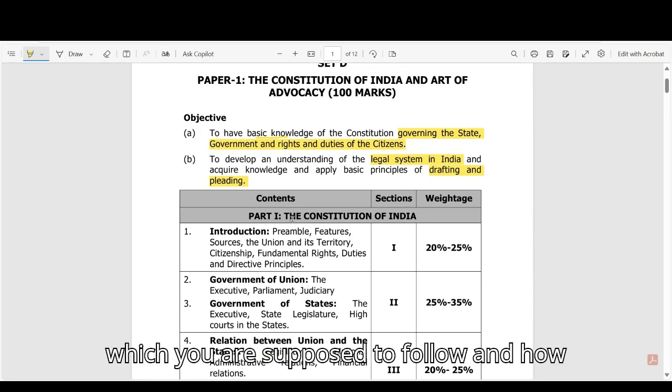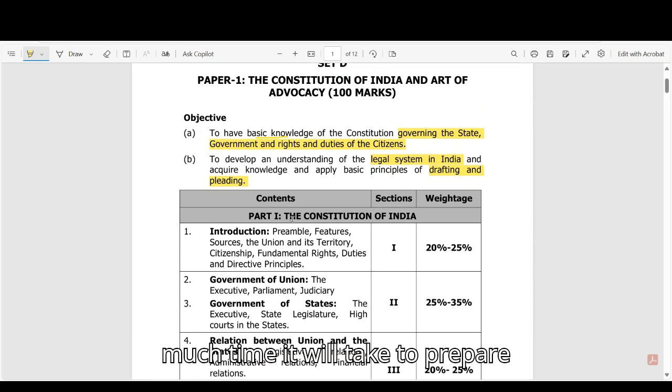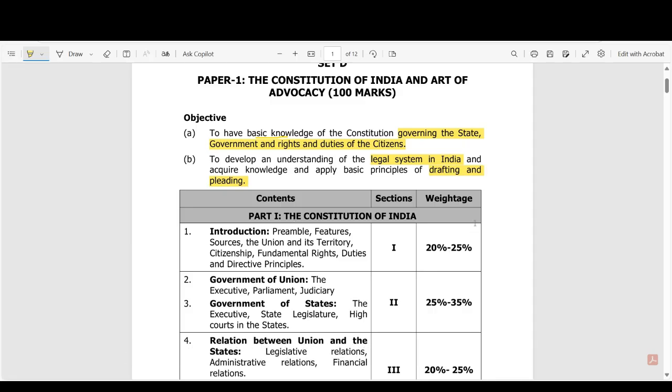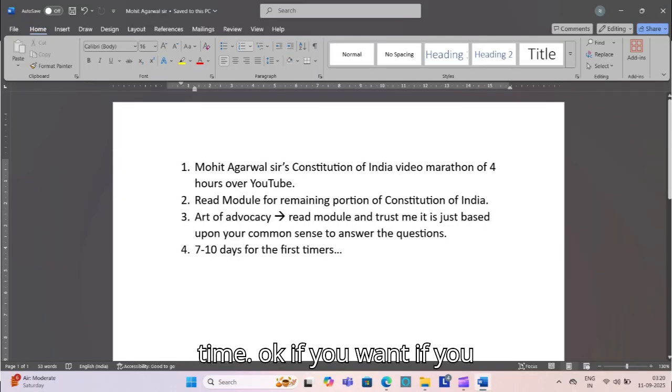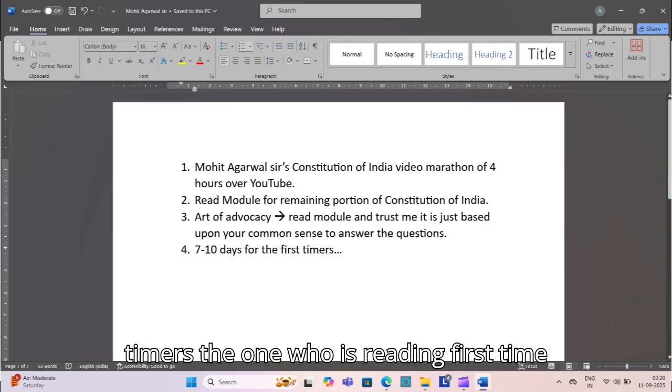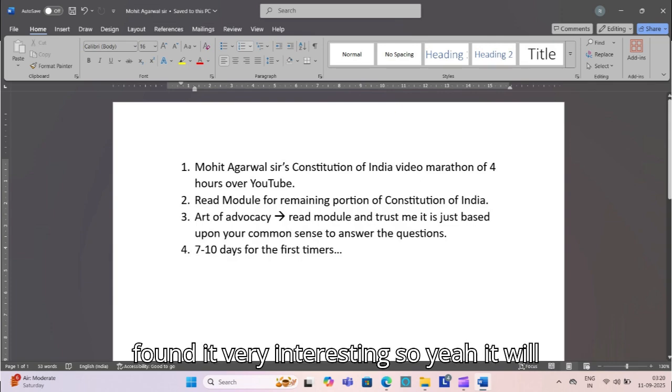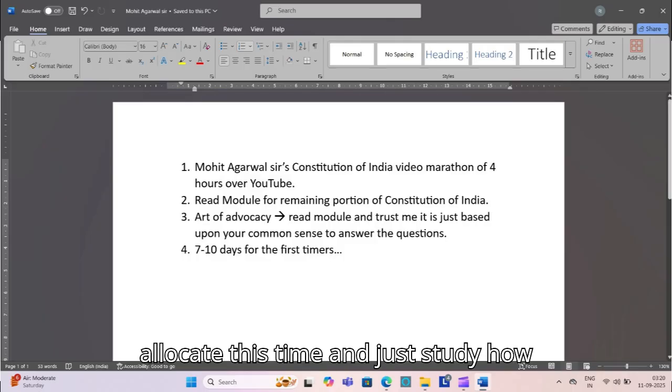These are the things you are supposed to follow, and how much time it will take to prepare. Basically, at this juncture, if you are not reading wholly and solely for this, 7 to 10 days is enough. It is more than enough for first timers, meaning the ones reading it for the first time. I have studied it earlier, this is my subject, and I found it very interesting. So it will be very easy for you to allocate this time and study.